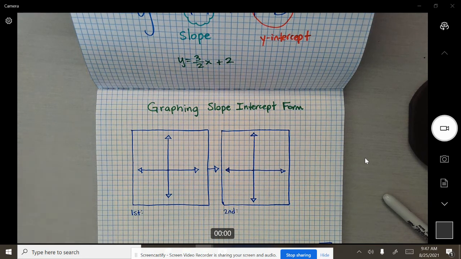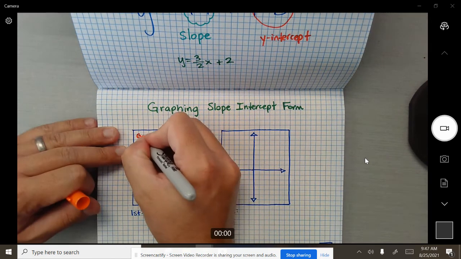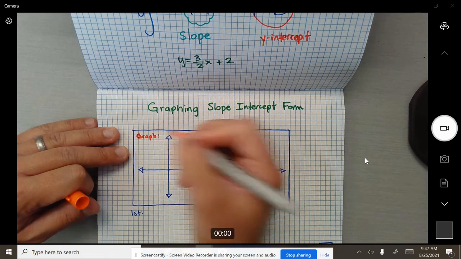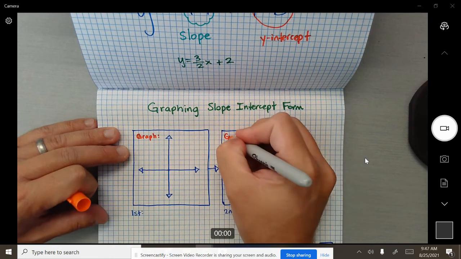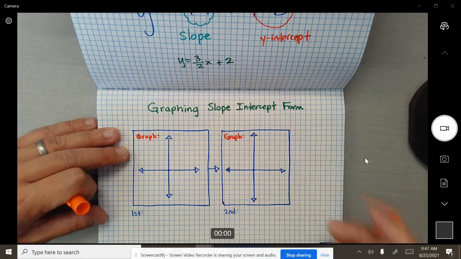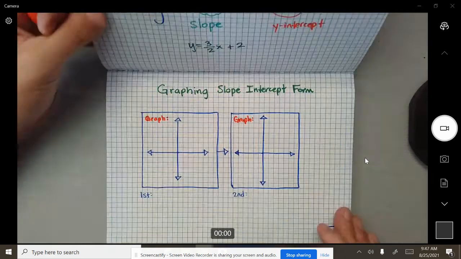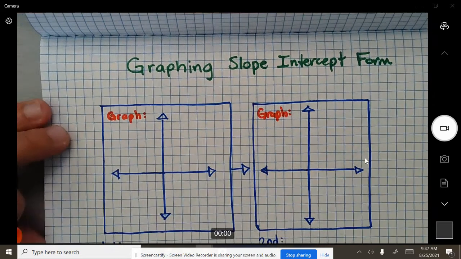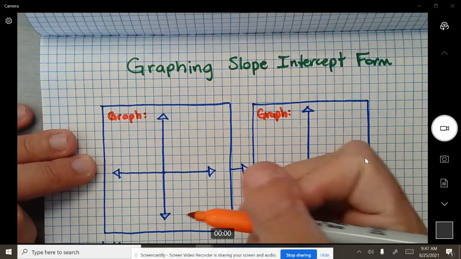And I'm going to have a simple problem for you. I'm going to say graph, okay? It'll be the same graph or same problem on both sides here. And I'm going to give you an equation to graph.